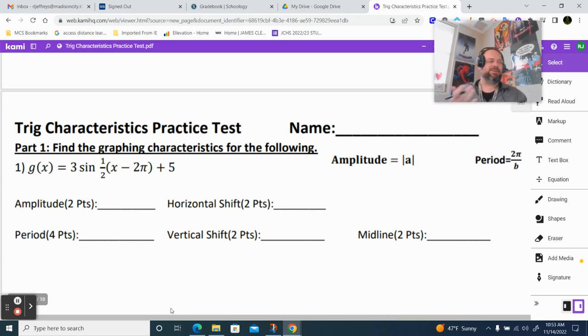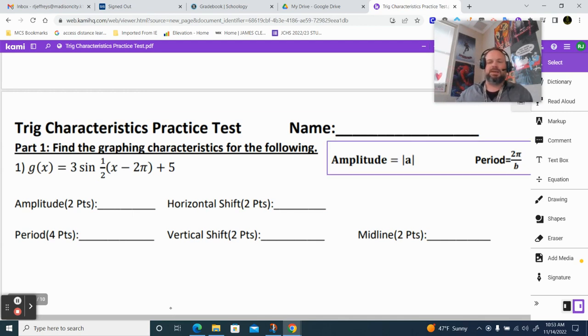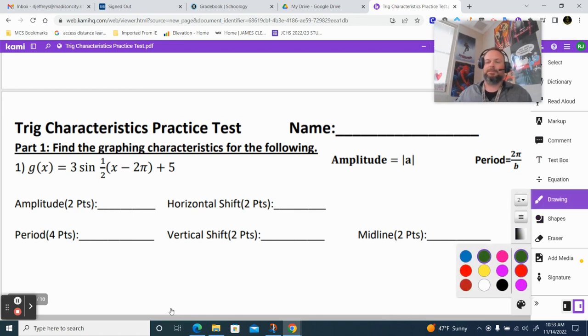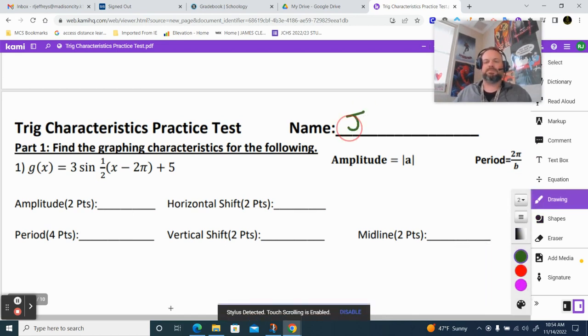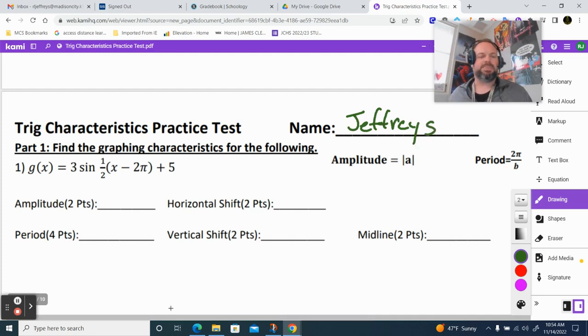I don't have a good title for this other than Trig Characteristics Practice Test because it's basically what's left of trig after you do right triangle trig and the unit circle. I'm down with that. The math potluck. Okay, so make sure your name's on your work. Okay, now the amplitude. Remember the amplitude.